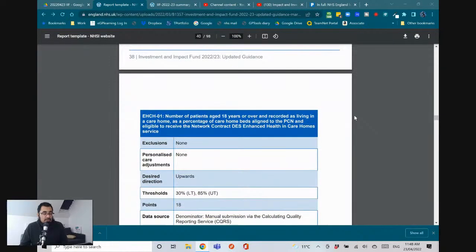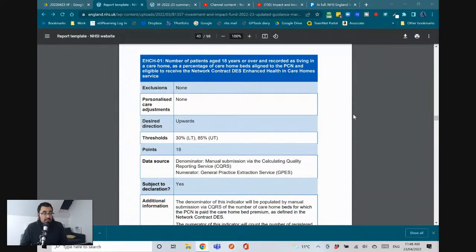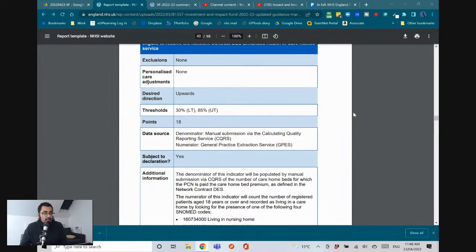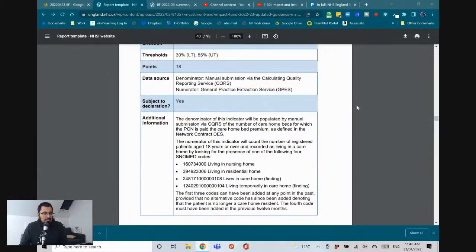There are no exclusions, no personalised care adjustments, upwards trend, 30% lower threshold, 85% upper threshold, 18 points in total, subject to declaration. The data source is slightly different. It's not GPES. The data source is the CQRS reporting service for the denominator, but the numerator is GPES. So, yeah. Interesting that. I'm not a big fan of CQRS, to be honest, but hey, additional information.